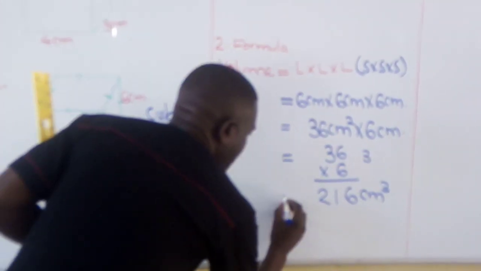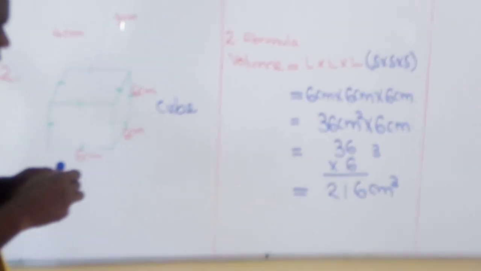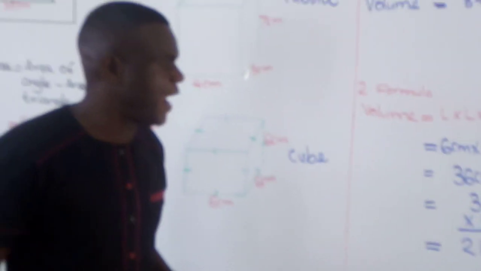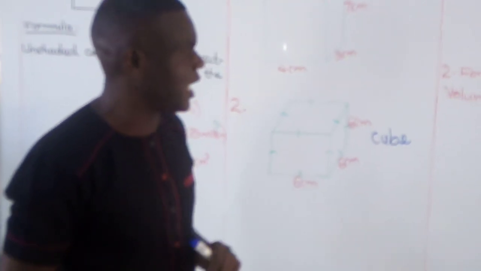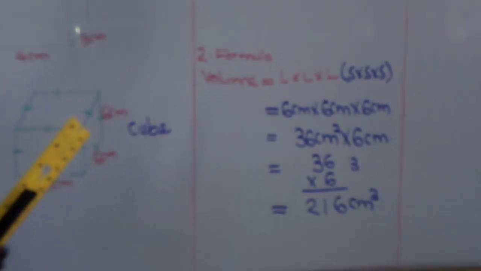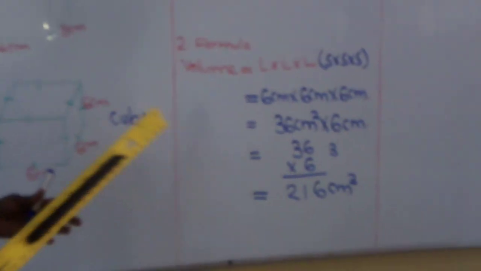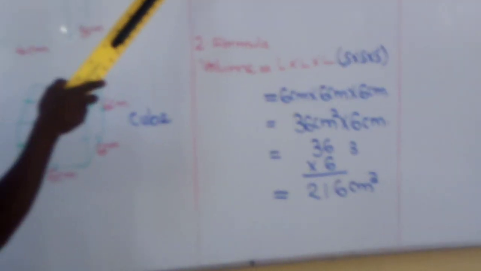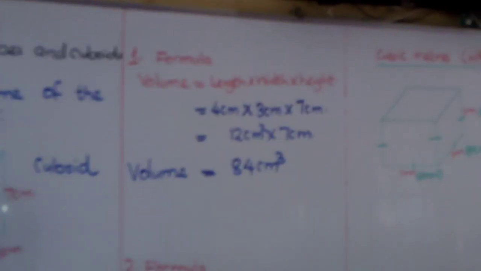Give a clap to Abu Bakr. Very good, Abu Bakr, and the rest of the class. That is how we find the volume of a cube. And that is how we find the volume of a cuboid. Remember to differentiate between the two.